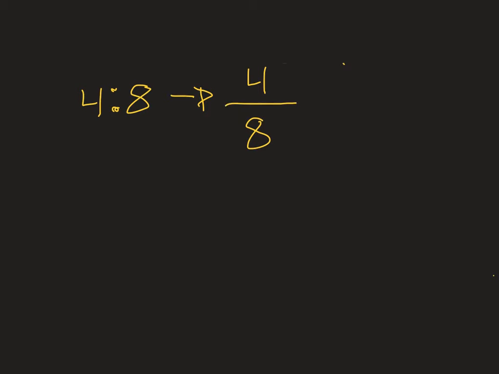Easy enough. Now, the proper way of doing this would be to divide the 4 by the 8. But you don't have to do that, actually. You just have to simplify. So hopefully you remember how to simplify a fraction. First of all, whatever you do to the bottom, you must do to the top. So is there a number that I could divide both 4 and 8 by?